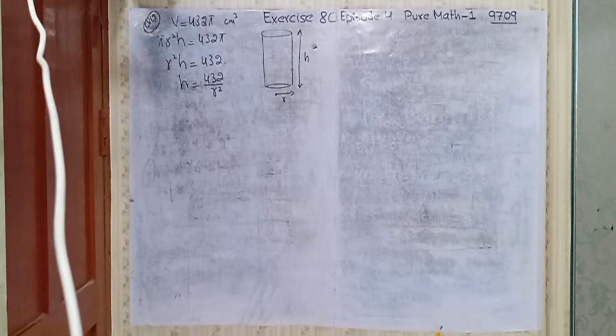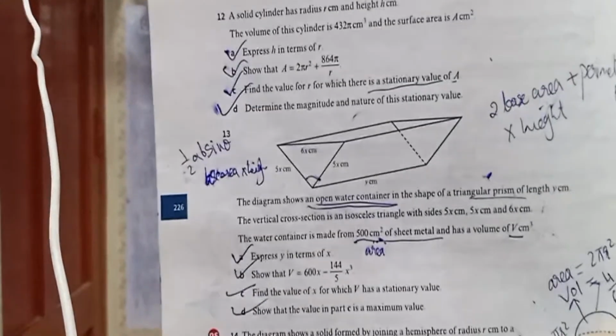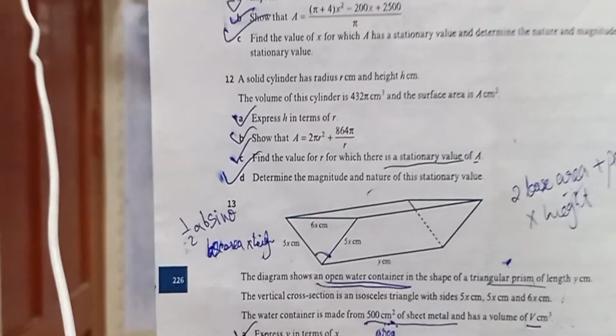Okay, now the b part, question number 12: show that the area is equals to 2 pi r square plus 864 pi divided by r. This is the b part now which we have to do. Question number 12, b part.